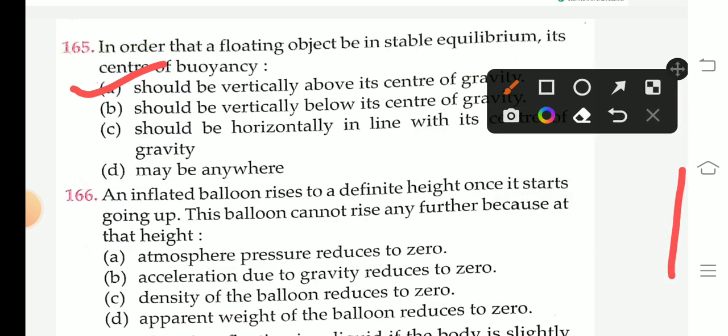Next question. An inflated balloon rises to a definite height once it starts going up. This balloon cannot rise any further because at that height, right answer will be option D. Apparent weight of the balloon reduces to zero.